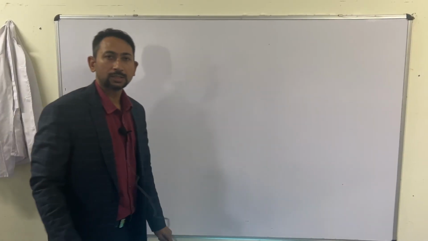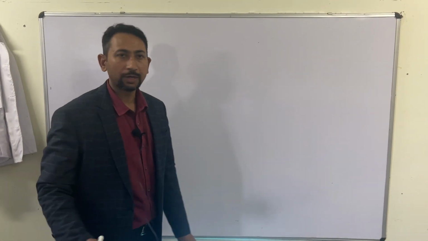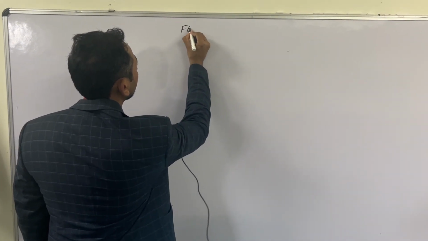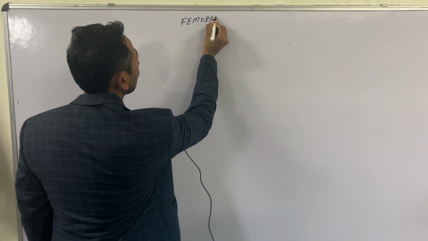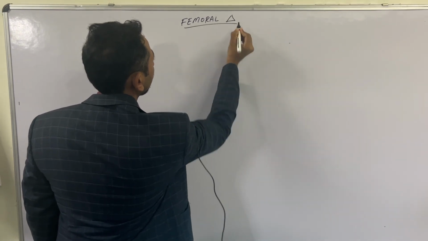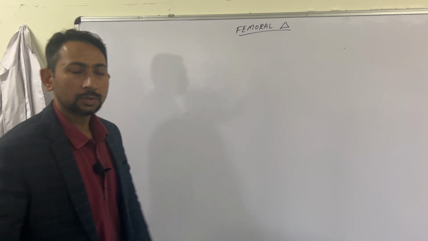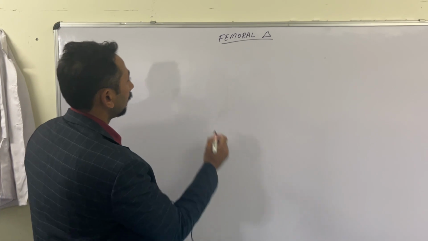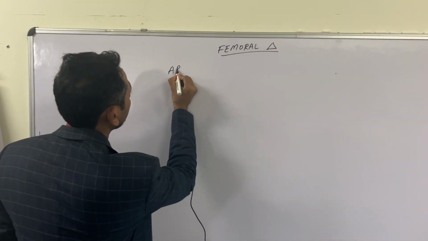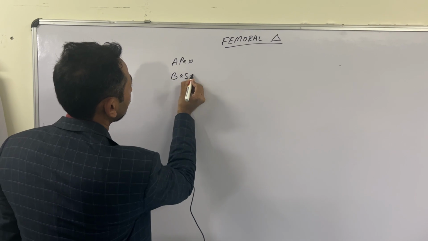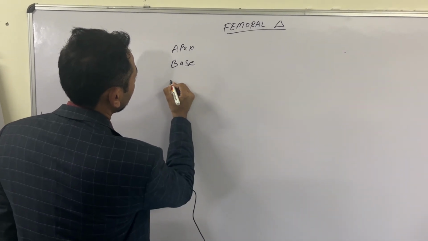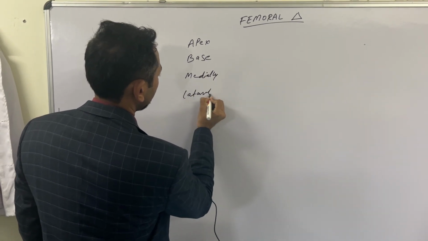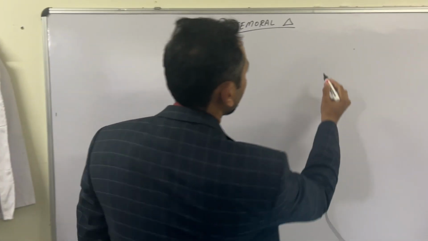Okay, so let's start the theoretical part of the femoral triangle. The femoral triangle is a triangular depression on the anterior aspect of the thigh, and it is made by the apex, base, medial and lateral boundaries.